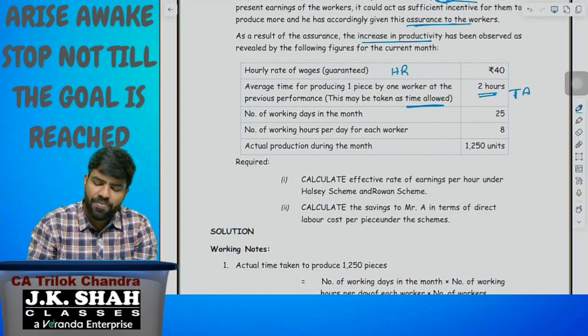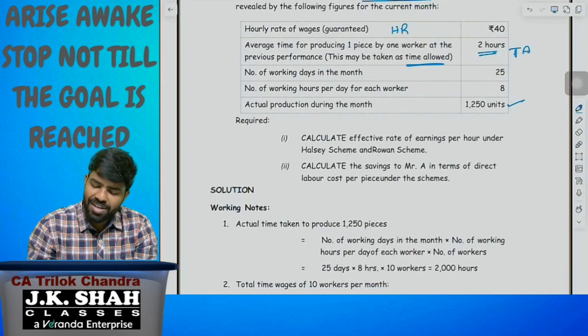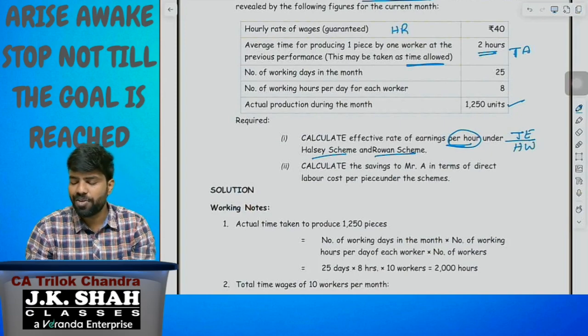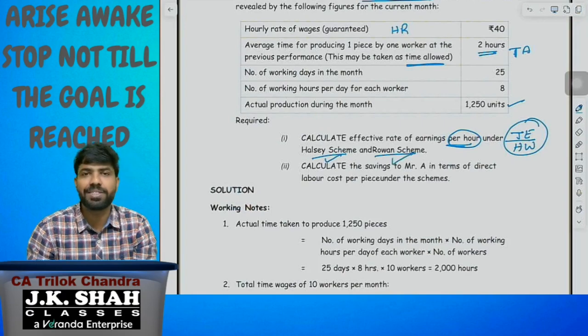Next, number of working days in a month 25. Number of working hours per day for each worker 8. Actual production during the month 1250 units. This is the details given. Required: calculate effective rate of earnings per hour under Halsey scheme and Rowan scheme. They are asking the rate of earnings per hour. How to calculate it? Total earnings divided by hours worked will give the hourly rate of Halsey scheme and hourly rate of Rowan scheme.